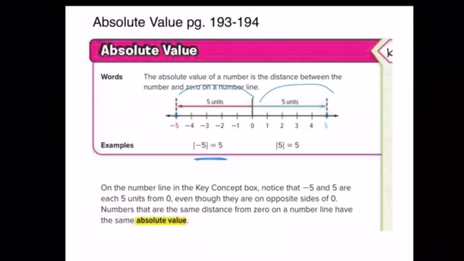So when we write an absolute value, that's always going to be a positive number. It is possible to put a negative sign outside of those absolute value signs. We'll talk about that at another point. So on the number line in the key concept box, notice that -5 and 5 are each 5 units from 0, even though they are on the opposite sides of 0. Numbers that are the same distance from 0 on a number line have the same absolute value.